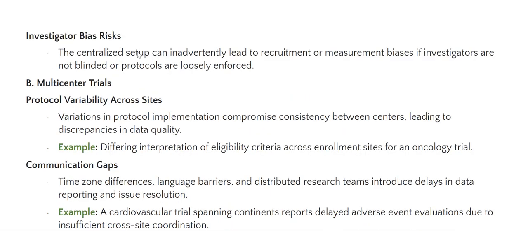Investigator bias risks are one of the challenges for single-center trials. The centralized setup can inadvertently lead to recruitment or measurement biases if investigators are not blinded or protocols are loosely enforced. While for multi-center trials, the challenges include protocol variability across sites: variations in protocol implementation compromise consistency between centers, leading to discrepancies in data quality. For example, differing interpretation of eligibility criteria across enrollment sites for an oncology trial.